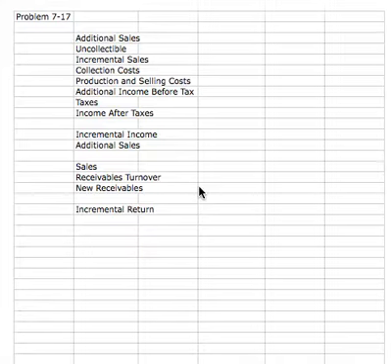Sales would increase by $150,000 if credit is extended to these new customers. So we would have additional sales of $150,000. Of the new accounts receivable generated, 5% will prove to be uncollectible. Additional collection costs will be 2% of sales, and production and selling costs will be 74% of sales. The firm is in the 35% tax bracket. Compute the incremental income after taxes.